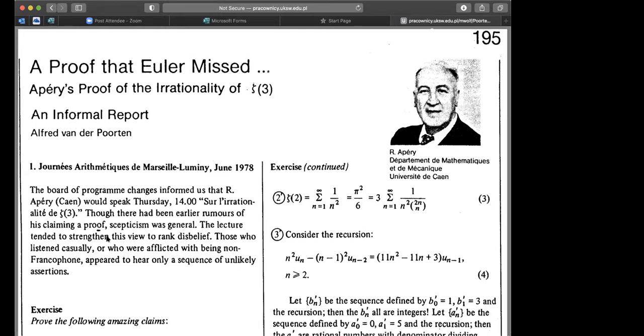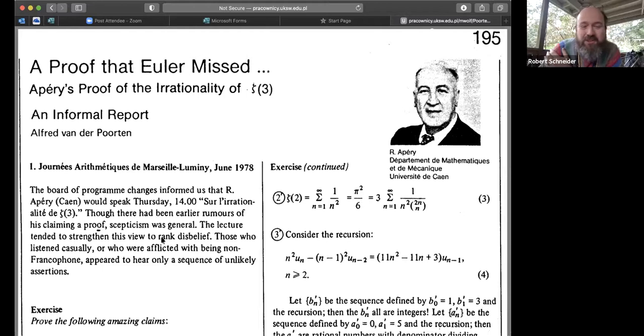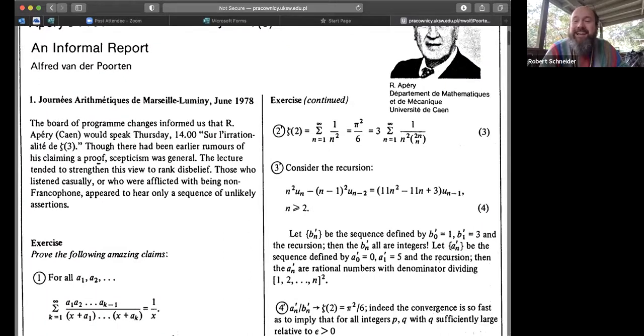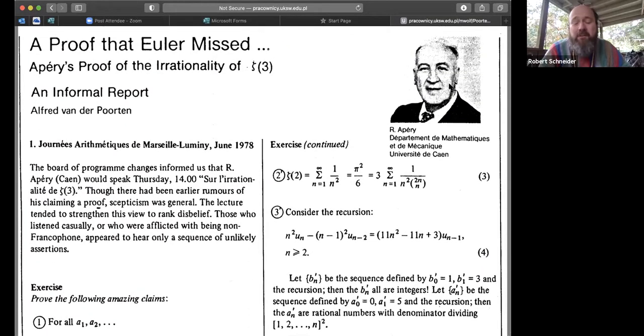The lecture tended to strengthen the view to rank disbelief. So this is like this conference. It's like broken glass suddenly, and everybody's like, "What?" This is how I imagine it, and they all rush off and start trying to figure out about it, working through his methods. It's a great paper. I really encourage everybody to work through it. I've worked through it, but I haven't worked through it enough. I need to spend about a year doing it.